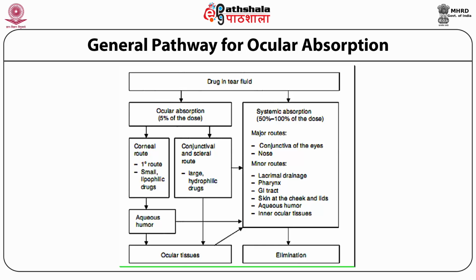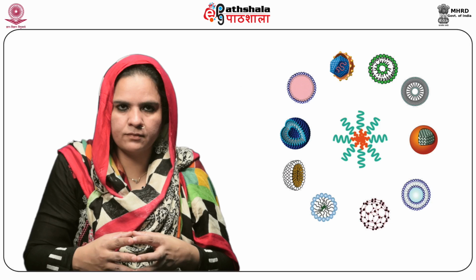If we talk about systemic absorption, the major routes traversed include the conjunctiva of the eyes and also the nose, while the minor routes comprise the lacrimal drainage, pharynx, GI tract, skin at the cheek and lids, aqueous humor, and the inner ocular tissues. All the drug which traverses through these routes is finally submitted for elimination.